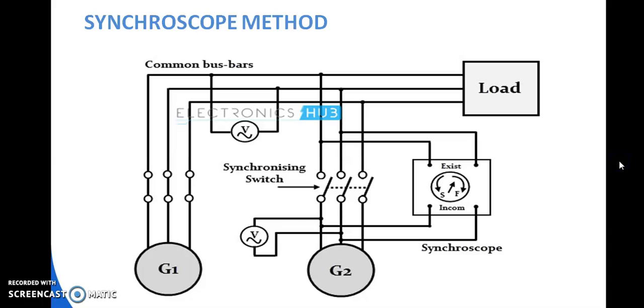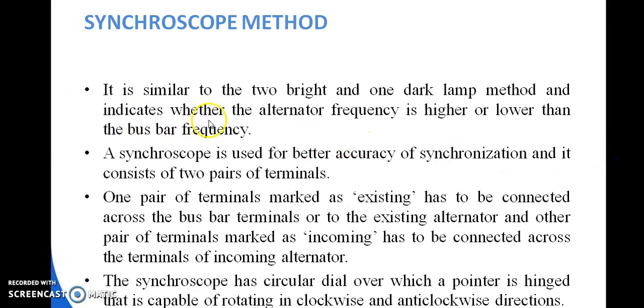Now, we are at the synchroscope method. Similarly, generator 1 and generator 2 are there, and they are connected with a synchronizing switch to the running alternator. Voltmeters are also there, and here we can see the synchroscope. Now, it is similar to the 2 bright and 1 dark lamp method and indicates whether the alternator frequency is higher or lower than the bus bar frequency.